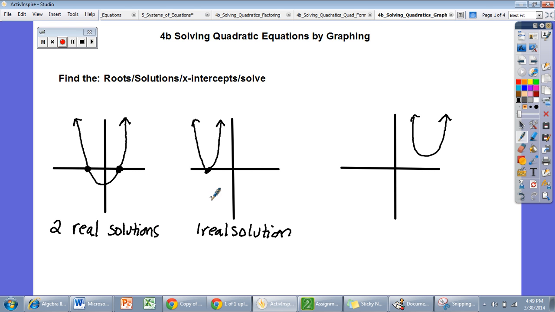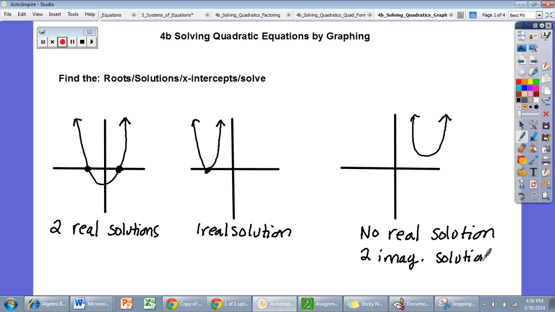And then our third option here is where our quadratic, or our parabola, does not touch the x-axis at all. It could be in any of the four quadrants, it could be facing up, it could be facing down, but then it has no real solutions. So what that means is it has two imaginary solutions. I'm just going to abbreviate that here. This has one real solution, no imaginary. Two real solutions, no imaginary solutions.